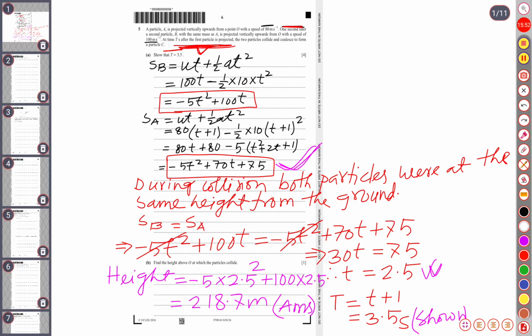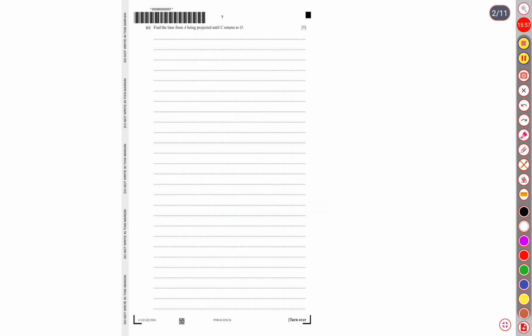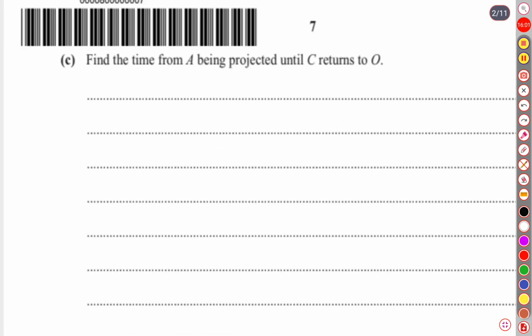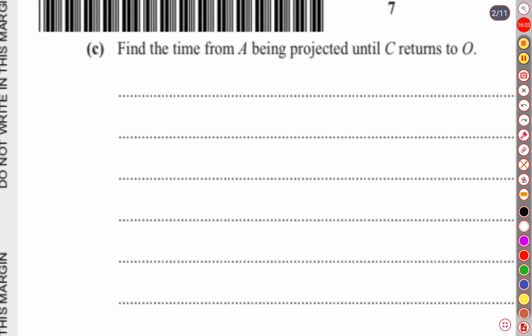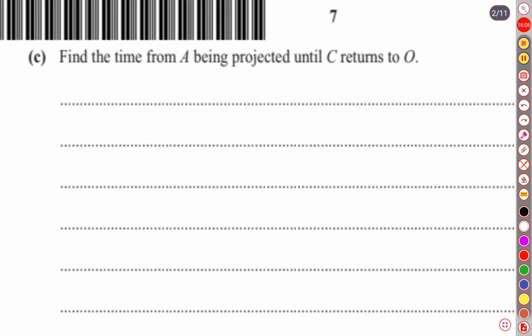The immediate next question says, find the time from A being projected until C returns to O. For finding time, we always opt for the Shubert formula. And for the Shubert formula, we should know the initial and final velocities. Let's see whether we do have the initial or final velocity or not.